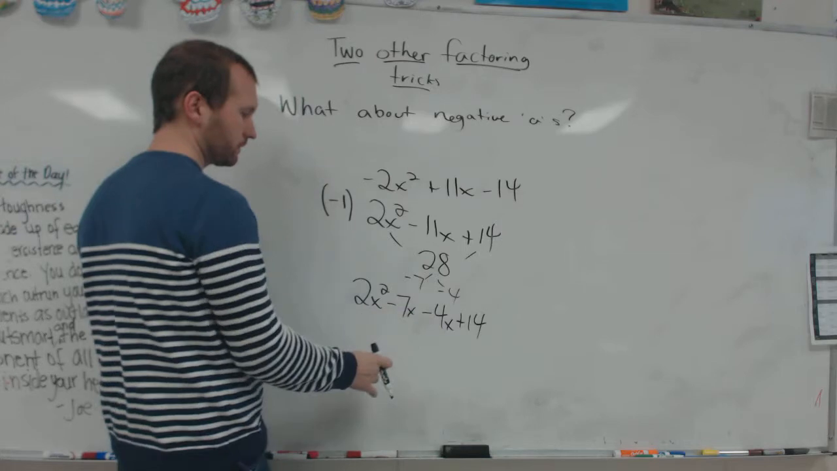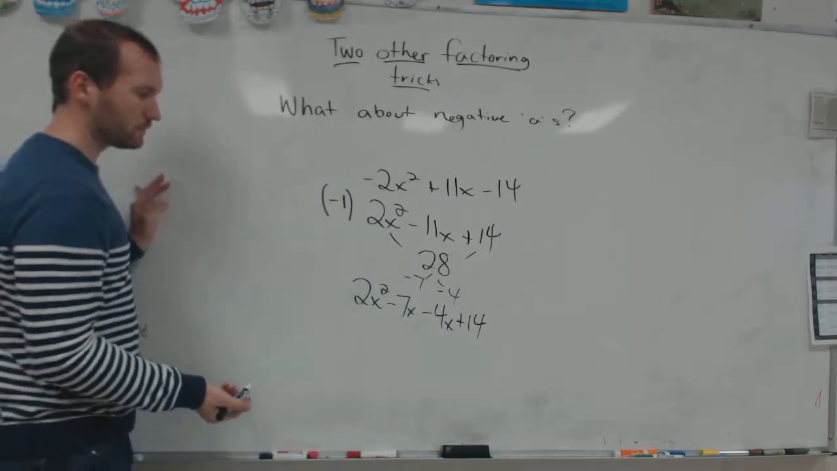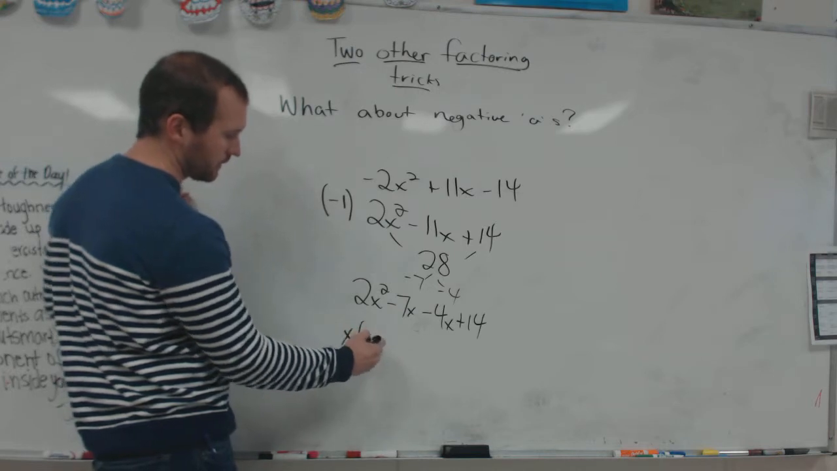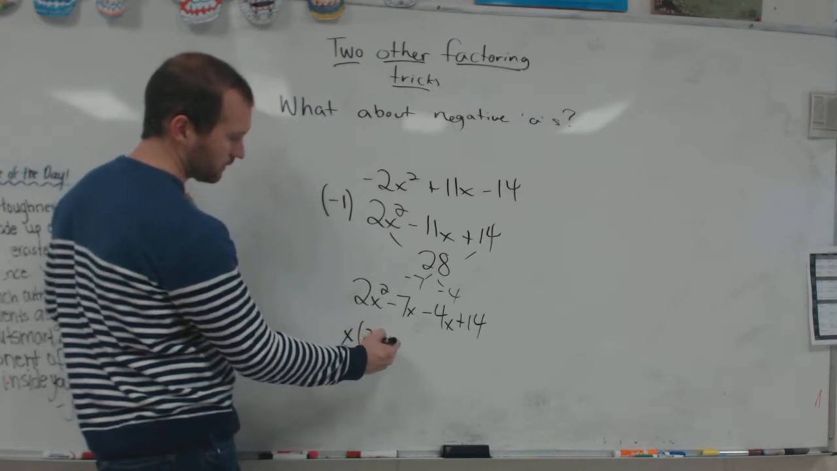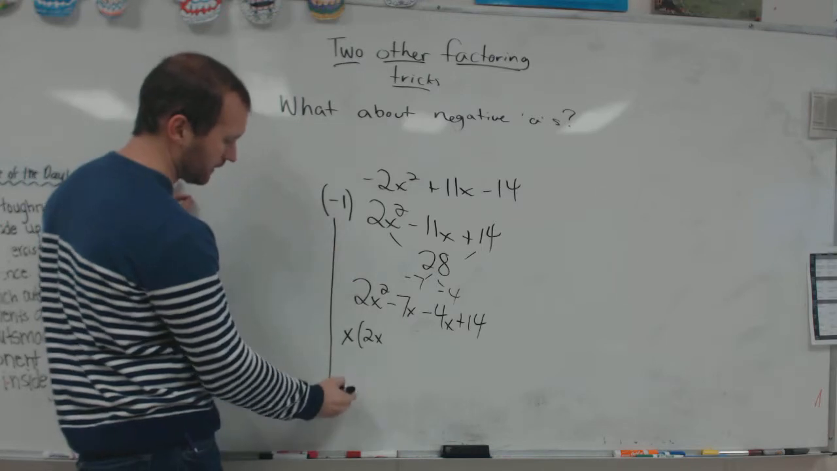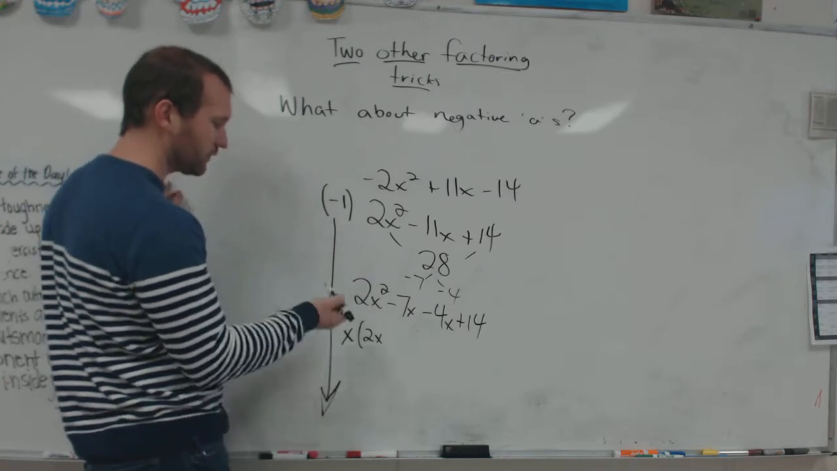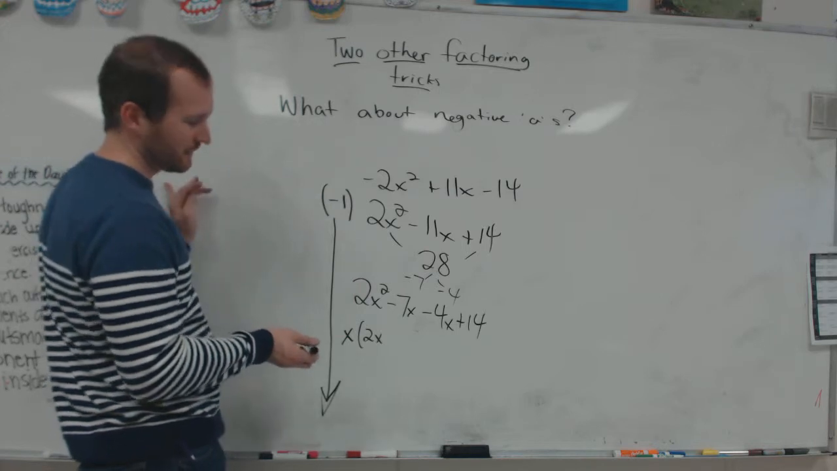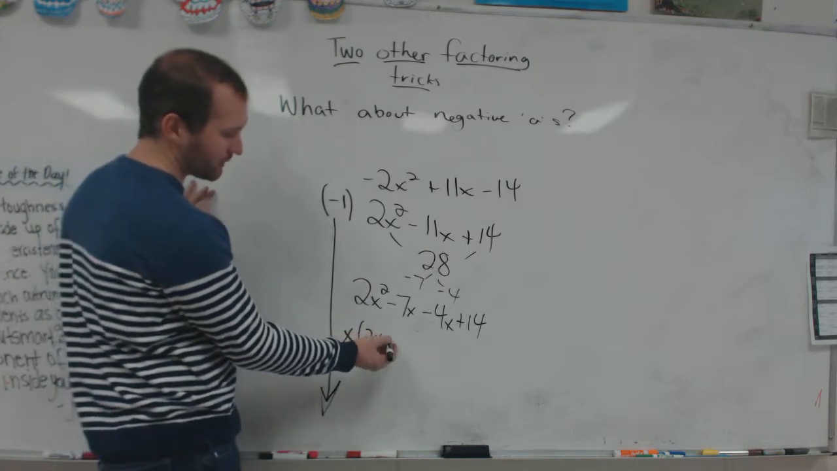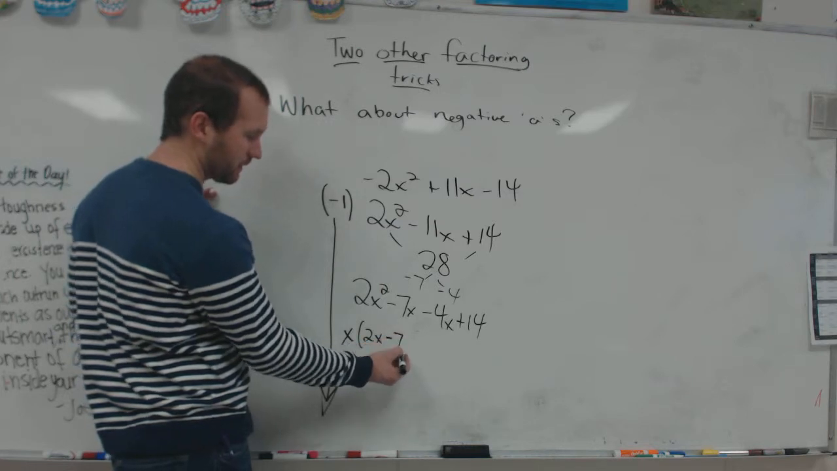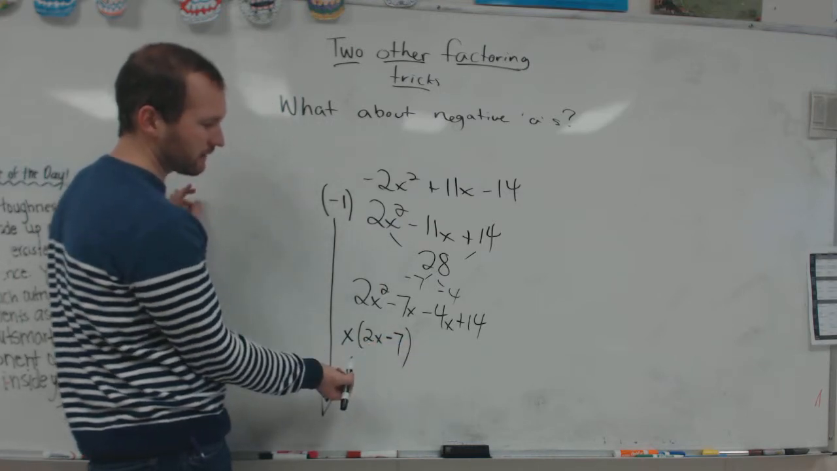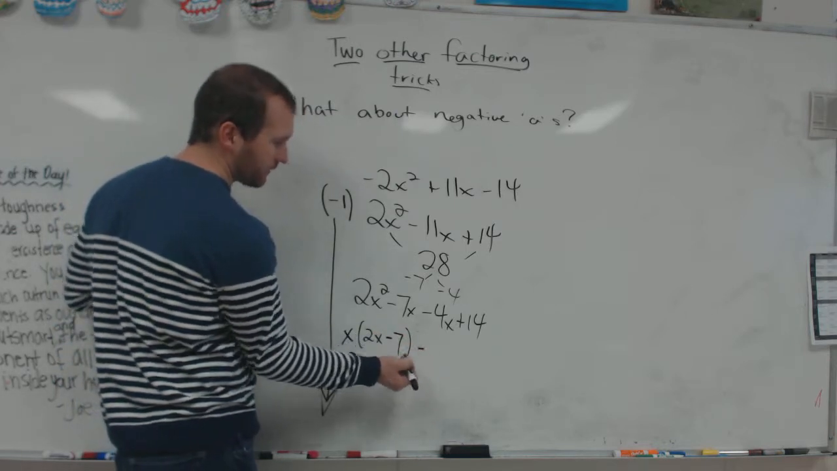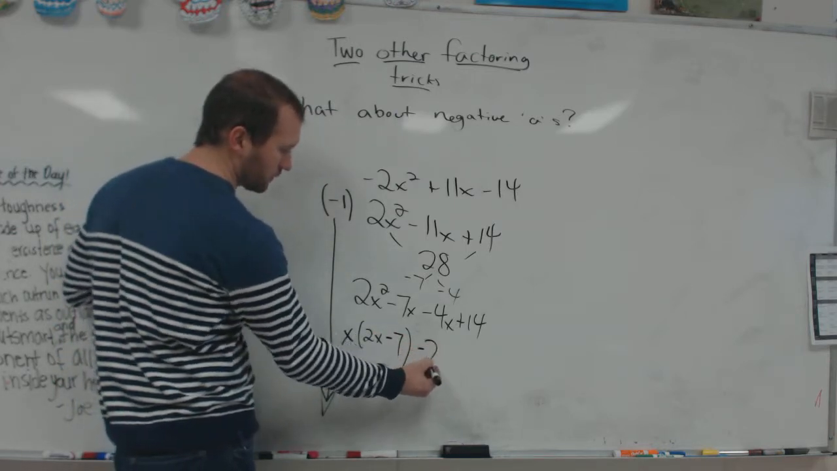And so, when I factor these first terms, I'm just going to pull out an x. What about the negative 1? Yeah, I don't want to forget this. I usually do forget it until the end, but then hopefully I remember it. Whatever works for you to remember that. So 2x minus 7.